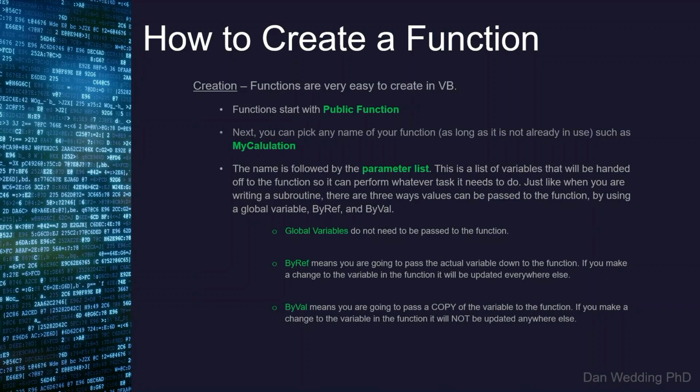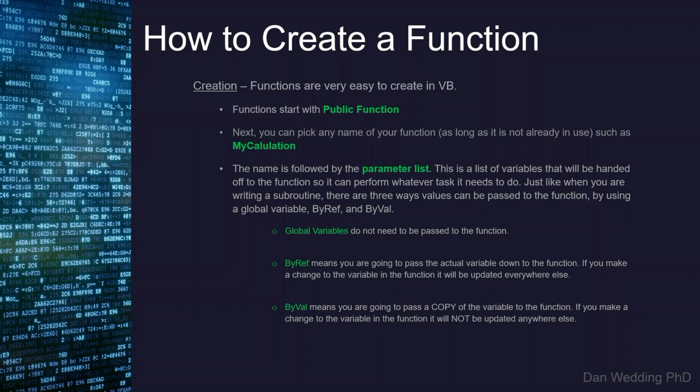This is a list of variables that will be handed off to the function so it can perform whatever task it needs to do. Just like when you're writing a subroutine, there are three ways values can be passed to the function: by using a global variable, ByRef, and ByVal. Global variables do not need to be passed to the function.